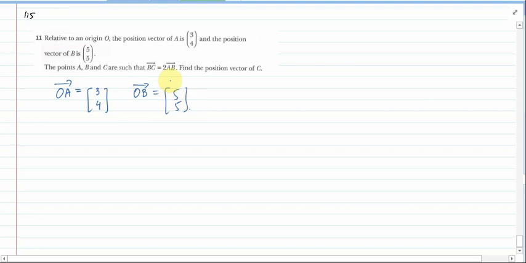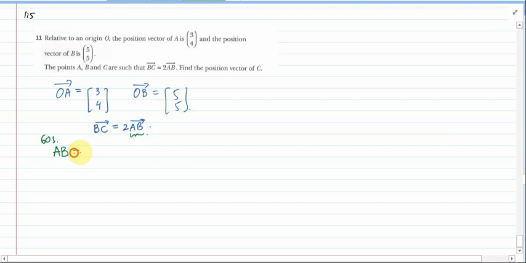The points A, B and C are such that BC is equal to 2 times AB. Find the position vector of C. In order to use that condition, firstly we need to find out the vector AB. Right now I hope that all of you can easily find the vector AB. So firstly you need to find the vector AB, and you have a time of 60 seconds, so start.